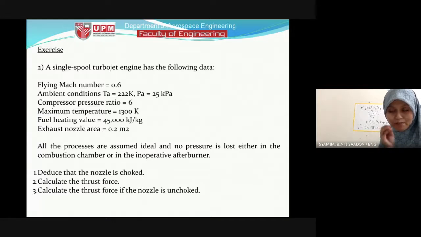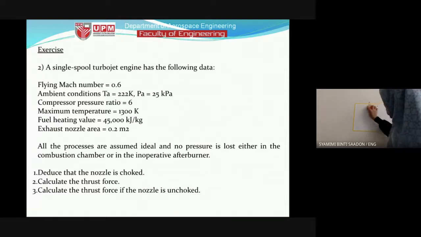Because unchoked, just calculate back starting from P7, not from the initial point, using the equations from exercise 1 just now. So for the case of unchoked, you calculate later on. Unchoked nozzle, P7 will be equal to PA. Okay, so PA is 25 kilopascal.